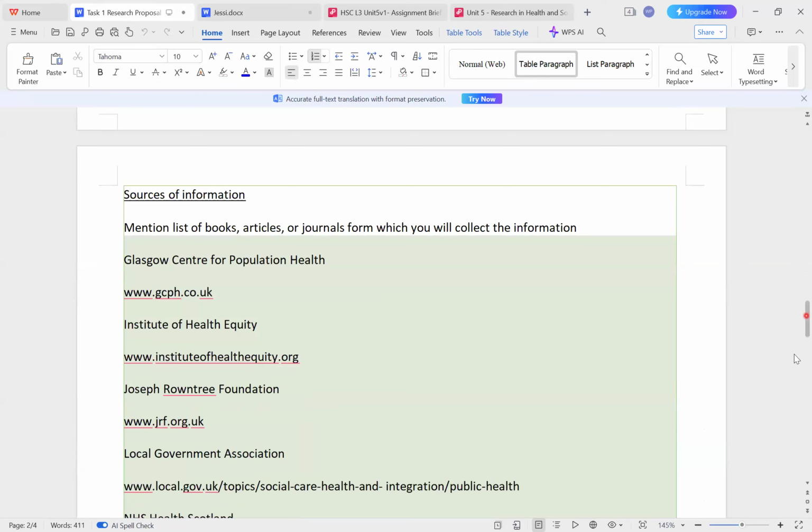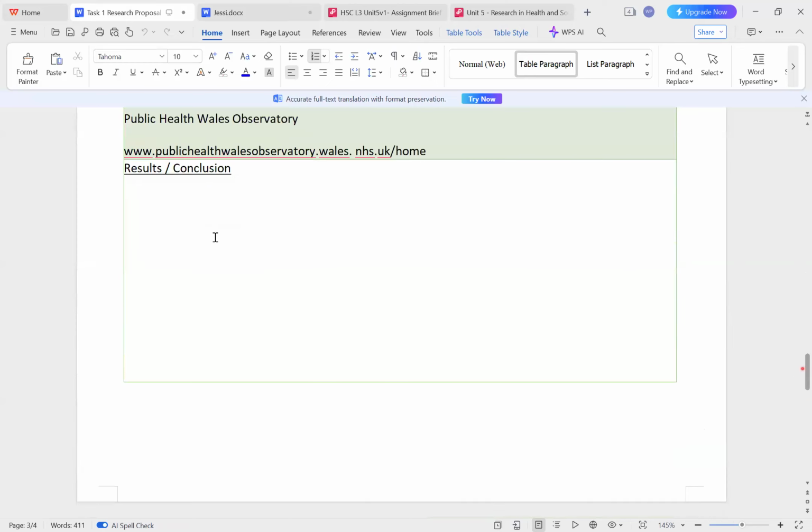If you access them, it's good to access them, because it gives you a lot more information. It broadens your overview of the research topic. Your results and your conclusions based on the report.